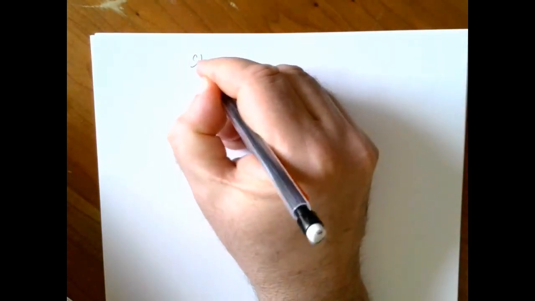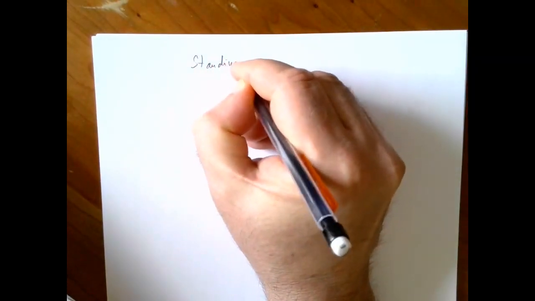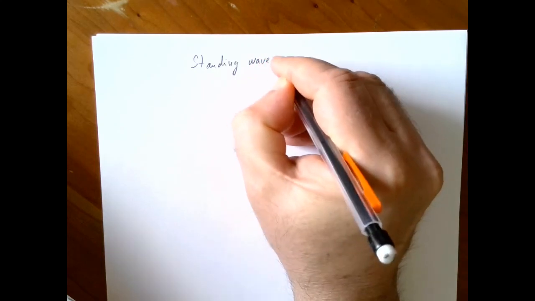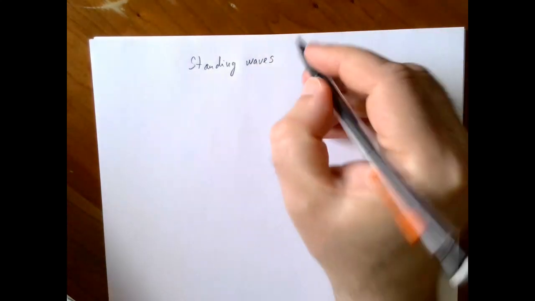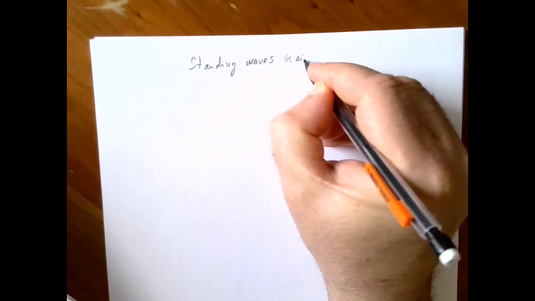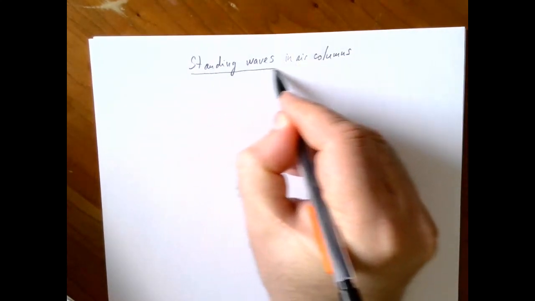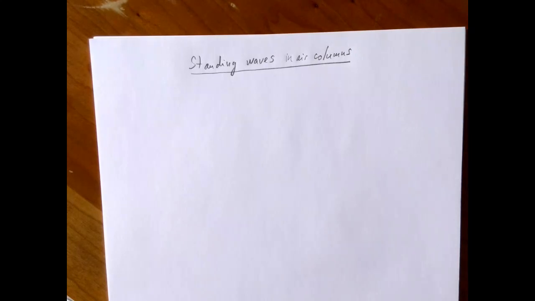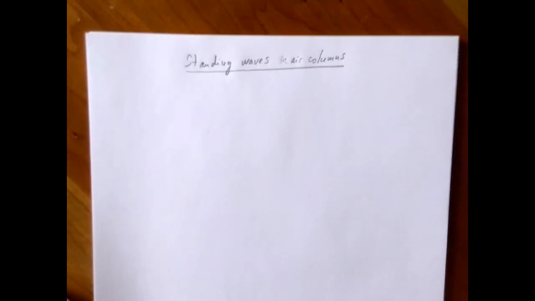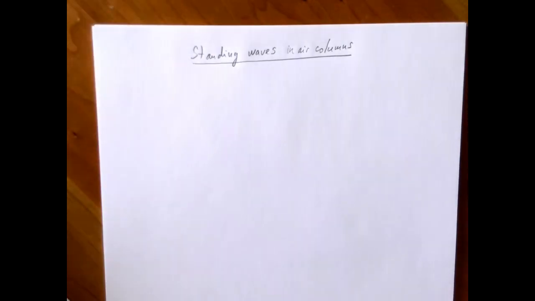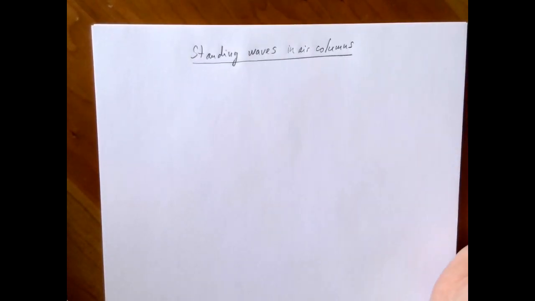Standing waves in air columns. We already saw how standing waves occur in a string, and we'll see similar pictures when it comes to standing waves in air columns. There will be similarities and there will be differences.